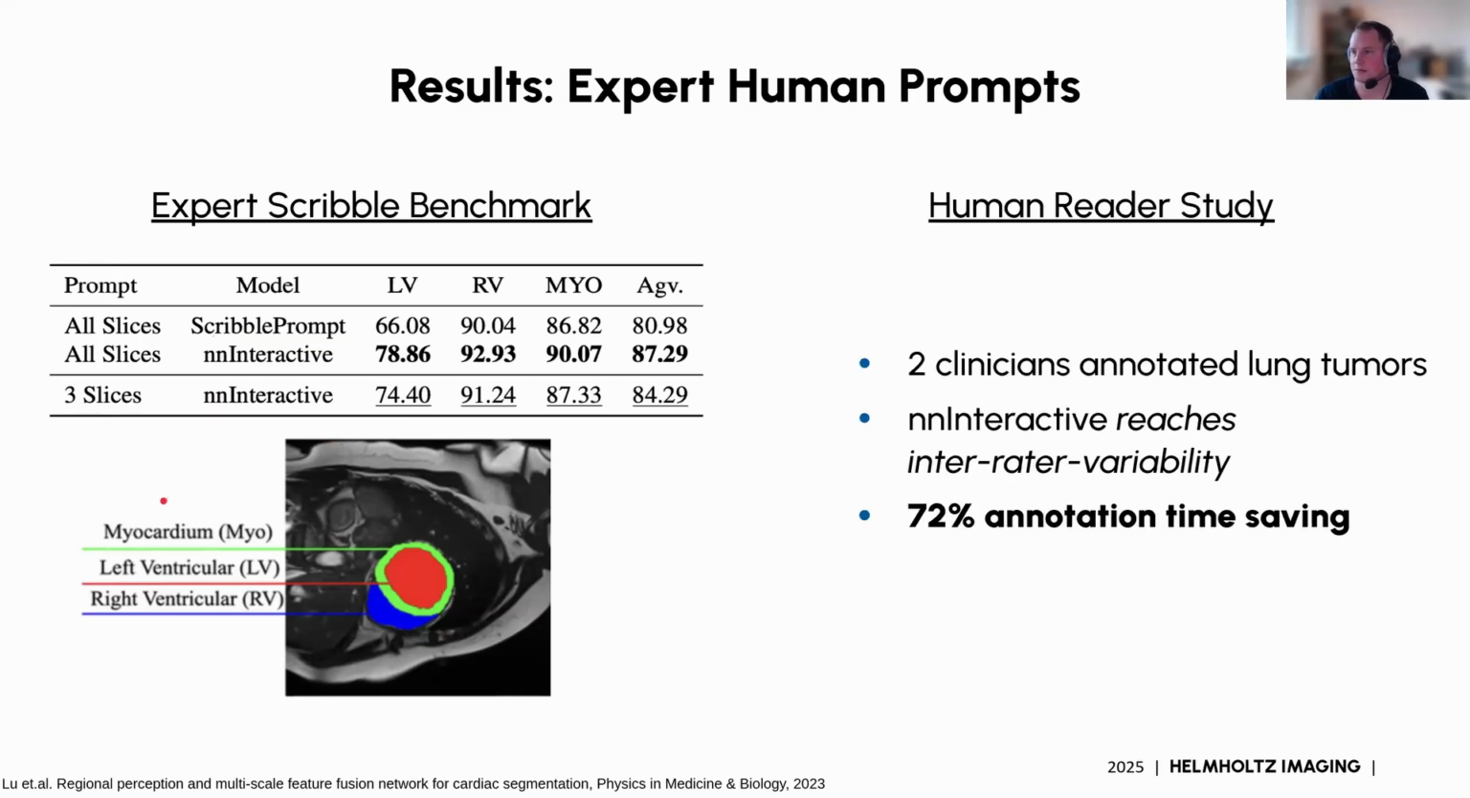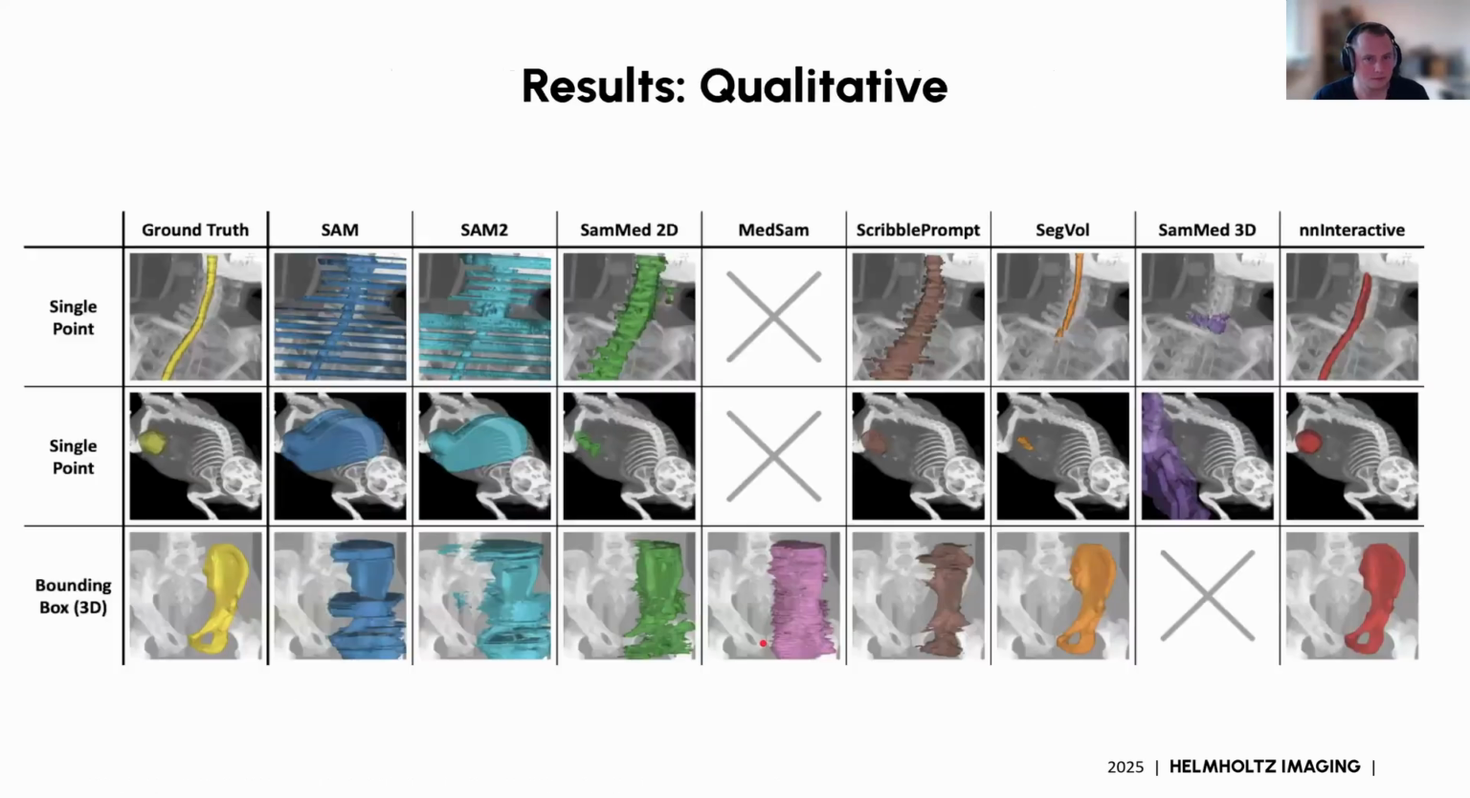We also conducted a small human reader study with clinical partners who used nnInteractive to annotate various lung tumors and other structures. They found that even though they were completely new to nnInteractive, and didn't have any meaningful prior training, they were able to save about 72% of annotation time. And I would only expect this number to go up if the users were comfortable using nnInteractive and had used it already for several hours.